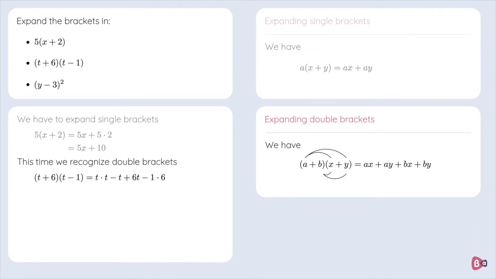Let's simplify this. T times t is simply t squared. Minus t plus 6t is 5t. And minus 1 times 6 is minus 6.